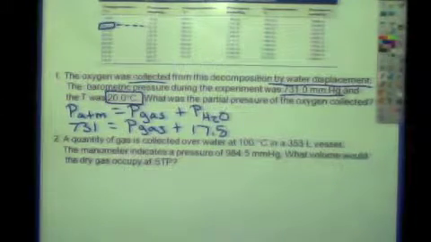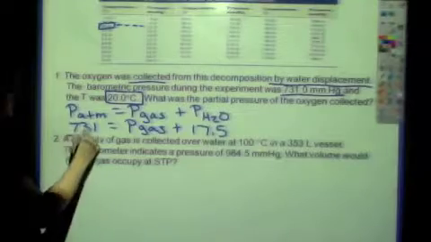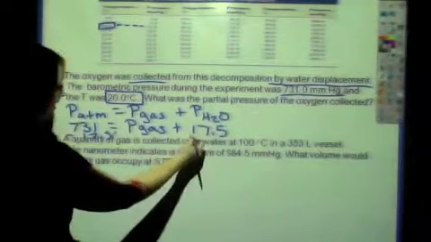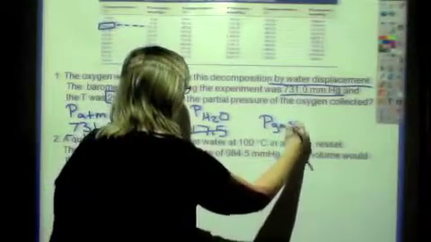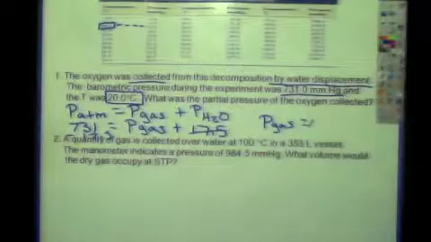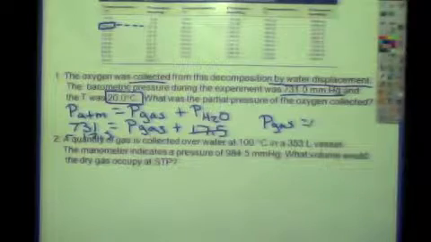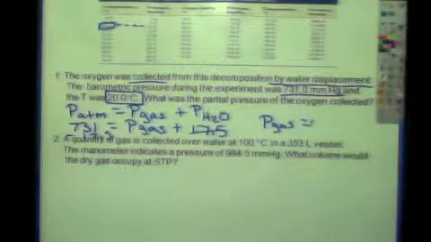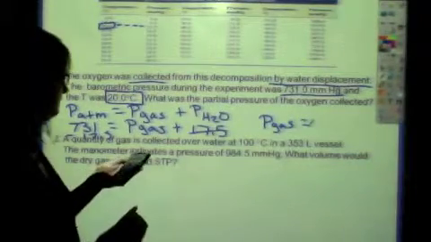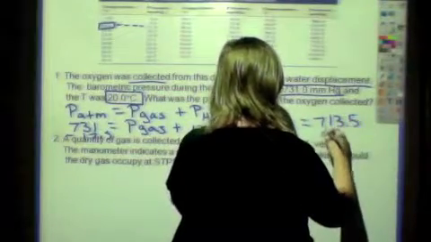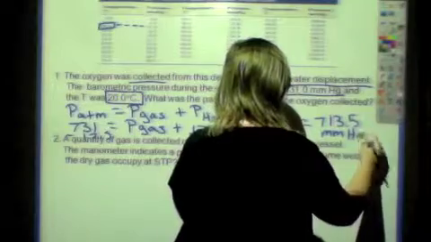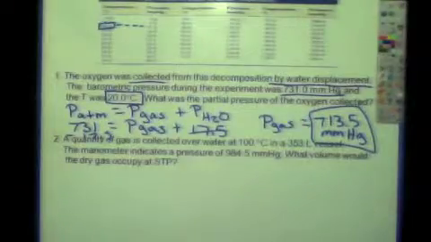And then you simply subtract 17.5 from both sides and get P gas equals the end. And the question just asked for the partial pressure of oxygen.